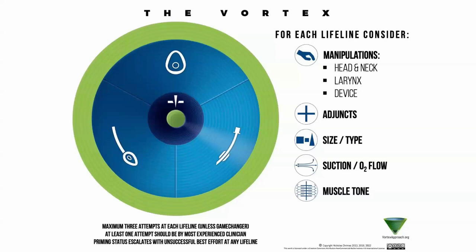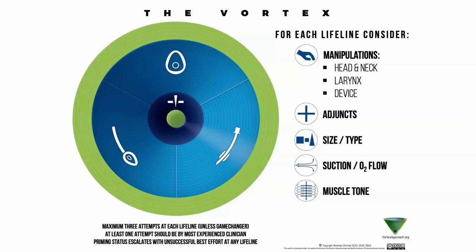So this is the vortex. Essentially, what it speaks to is that the outermost ring, the green ring, is when you're in your safe zone itself. Then as you're heading in, we have three separate lifelines. So we have bag mask ventilation, we have LMAs, and we have endotracheal tubes.